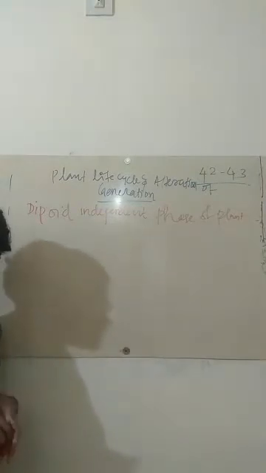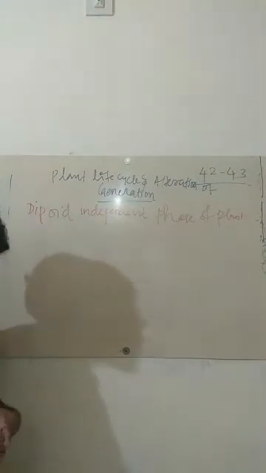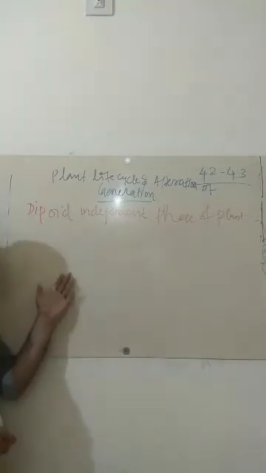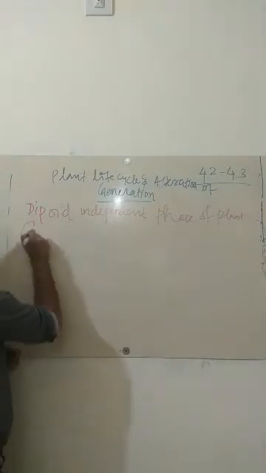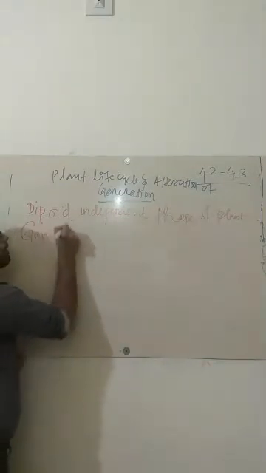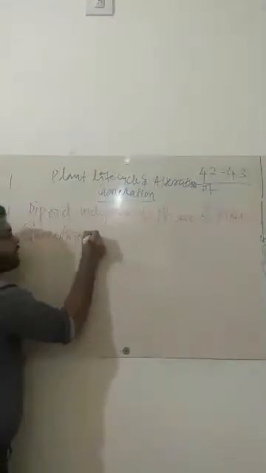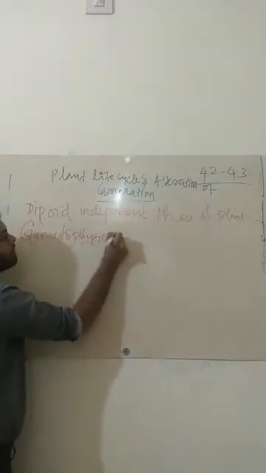Isn't it? This is independent. Yes, independent phase of the plant. Okay, sporophyte is the dominant, so the gametophytic phase. Before we have said sporophytic phase, this is gametophytic phase.